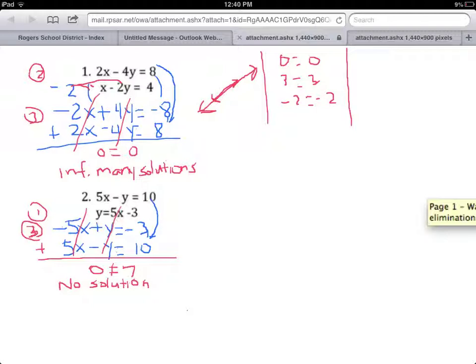And then we talk about, well, what do you have to state? You can't just leave it algebraically as 0 equals 0, or 3 equals 3, or -2 equals -2. You actually have to state one of the three solutions, which is infinitely many solutions.